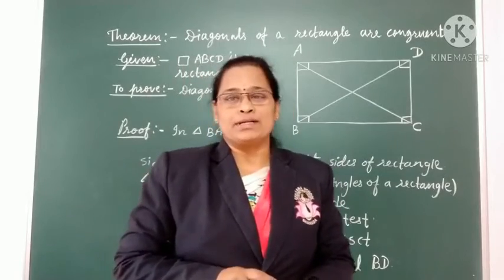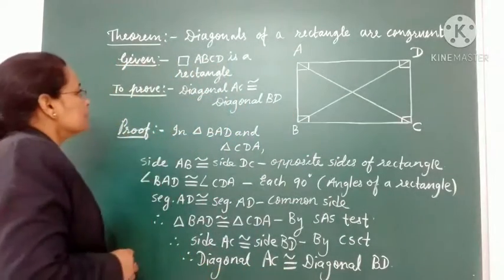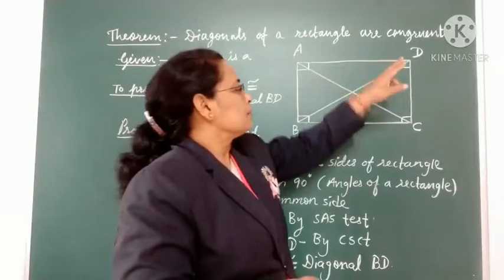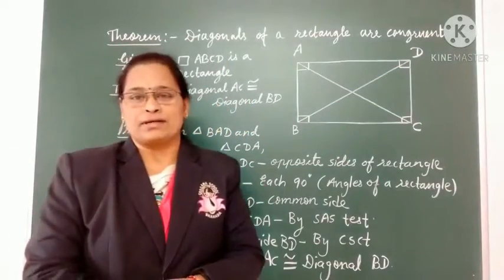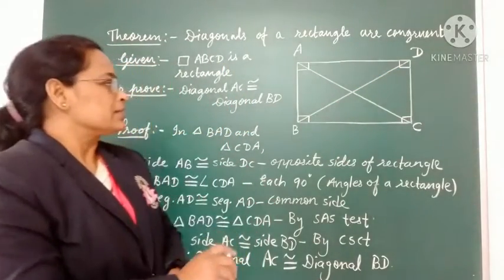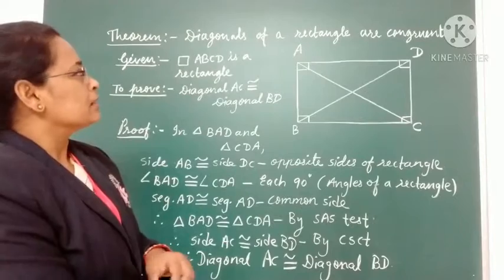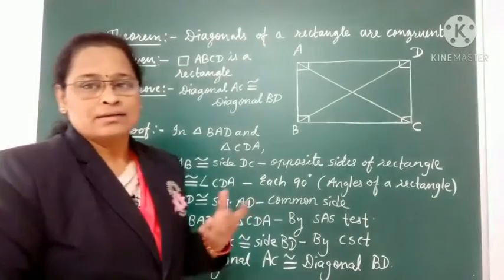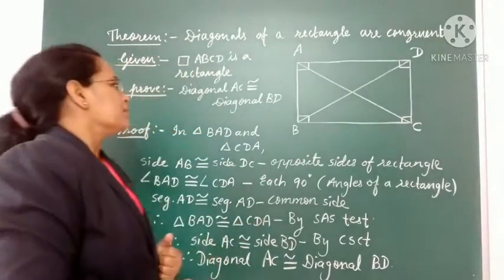So what is the property? Let's see. Diagonals of a rectangle are congruent. Two diagonals are there in a quadrilateral, and in a rectangle these diagonals are congruent. This is the property we have to prove.